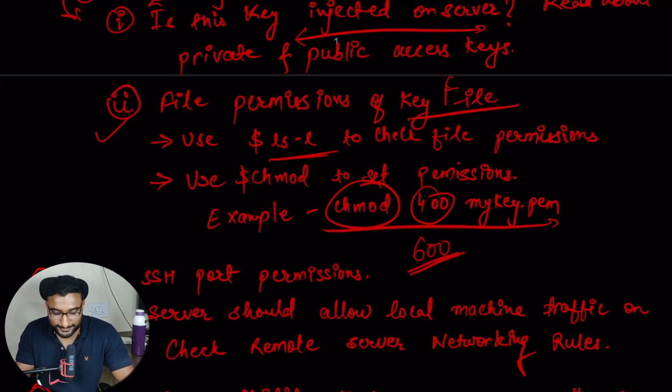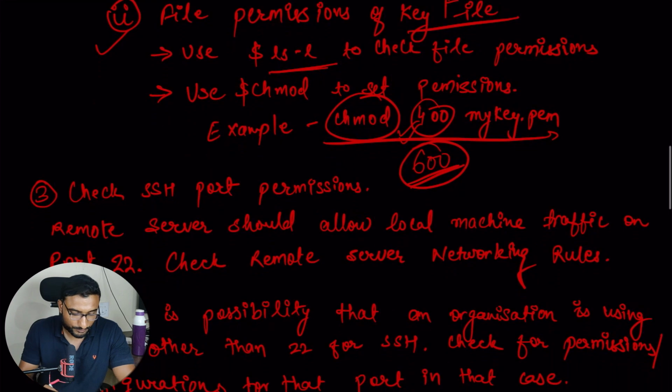Again, there are a lot of details which we will not be discussing in this video, like what this 600 means, what this 400 means, but I will try to share all these actionable links with you where you can read more about these. Moving to the third point, we have to validate the SSH port permission. SSH operates on port number 22.